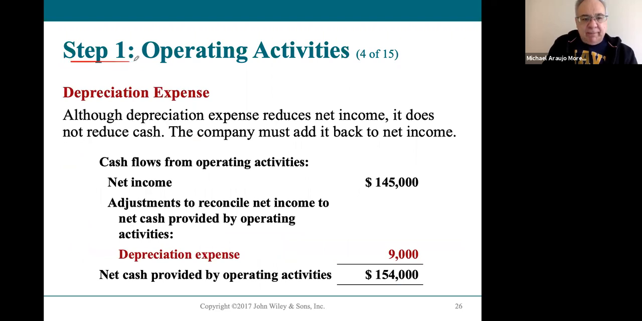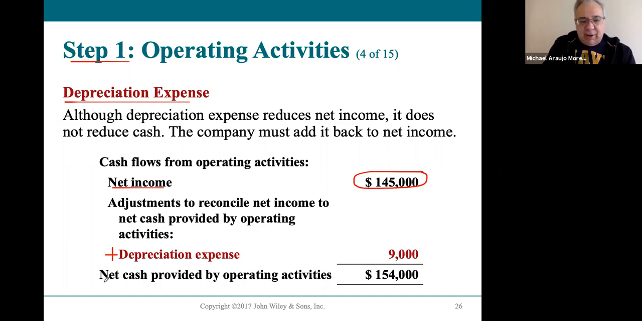So first step, we start with our net income, and the net income from the income statement was $145,000. That's why I circled it earlier. First step, we have a depreciation expense. We're going to add it back in. All right. So we add the $9,000 of depreciation expense back to the net income because it didn't take cash away from the company. So we add it back in because, in essence, cash stayed in the company. No cash went out, cash stayed in. So now we've adjusted it by our depreciation expense.